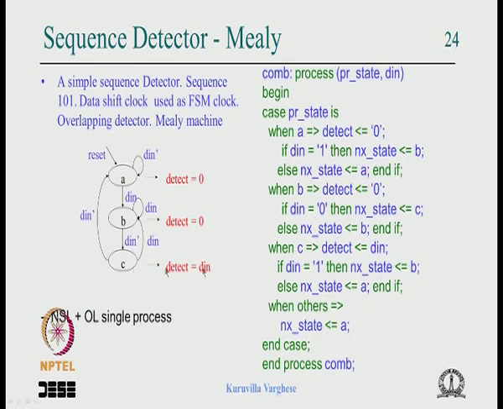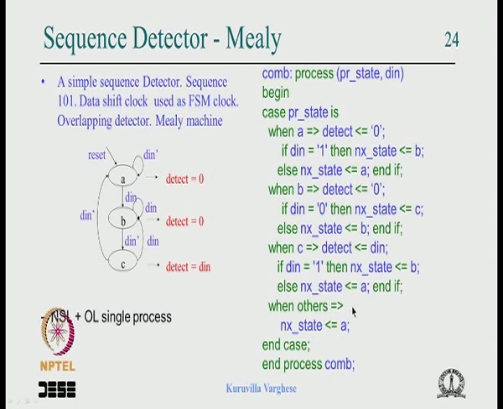When the state is C, we say detect is 1 if Din is 1, and detect is 0 when Din is 0. And now the transition is: if Din is 1, go to B, so the next state is B, else the next state is A. And for the other cases we say the next state is A. Sorry, I have to specify some value for detect, otherwise it will be an implied latch.